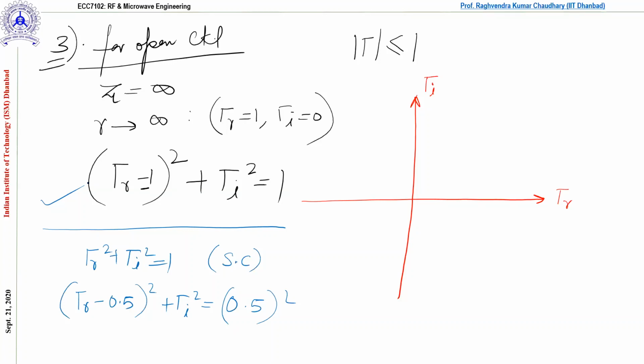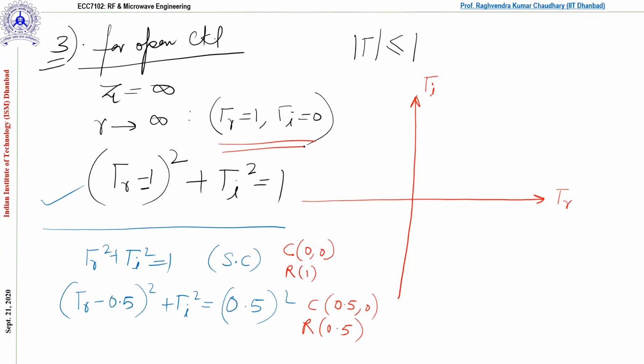And for the first case, if you remember, what was the center? The center was actually, I'm representing the C, 0, 0. Fine. And what is the radius? The radius was 1. Fine. For the matched load case, the center was 0.5, 0, and the radius was 0.5. Okay. And for this, the center is 1, 0, and the radius is 1.